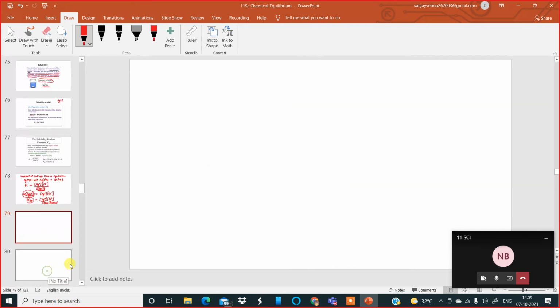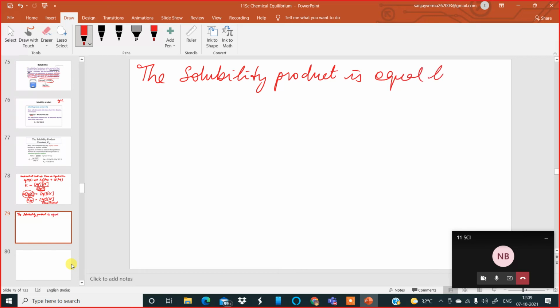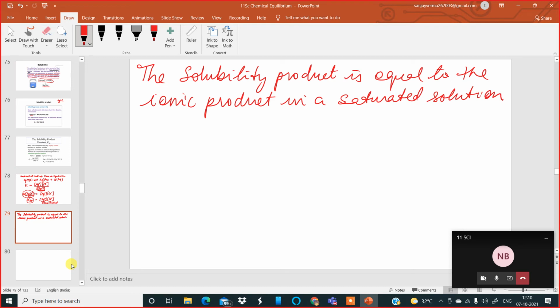On this basis, you can say the solubility product is equal to the ionic product in a saturated solution. That is important for us to understand. So remember, KSP stands for solubility product, and the product of the concentrations of the ions, in this case Ag+ and Cl-, is called the ionic product.